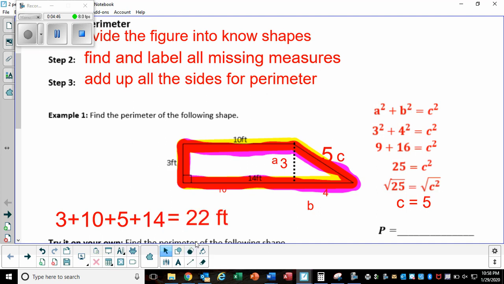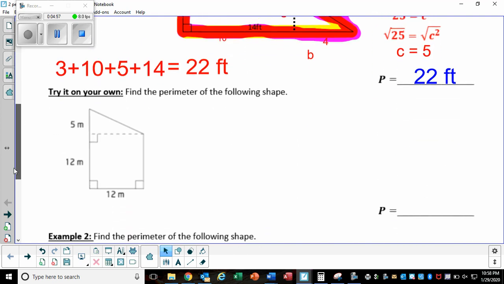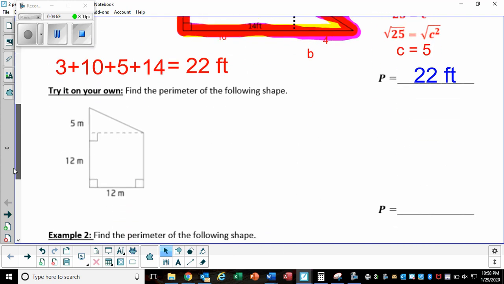Gives me 22. And I just wrote feet because that's what they used. So my perimeter is 22 feet. That's it. Okay? So you guys are going to try this shape on your own now, and you're finding the perimeter for that.